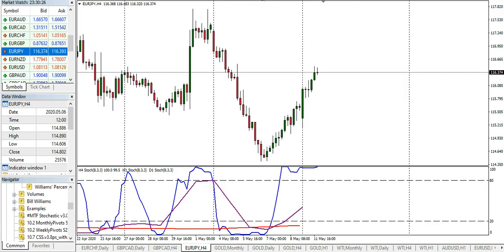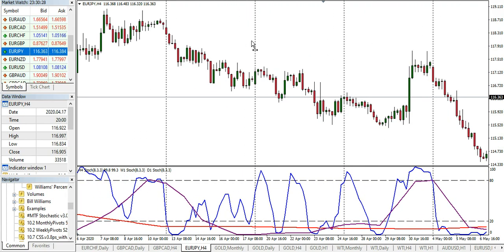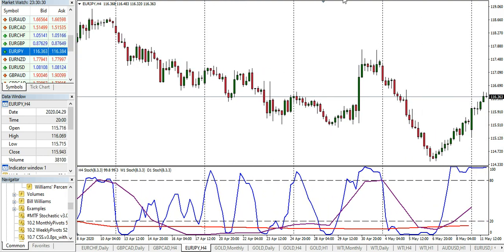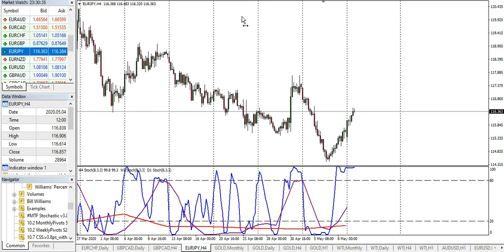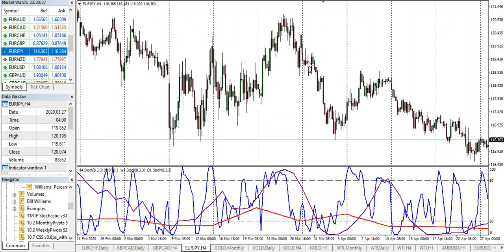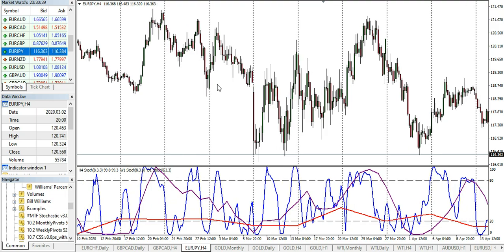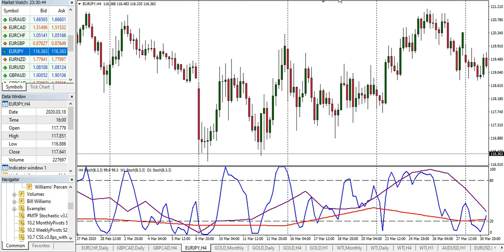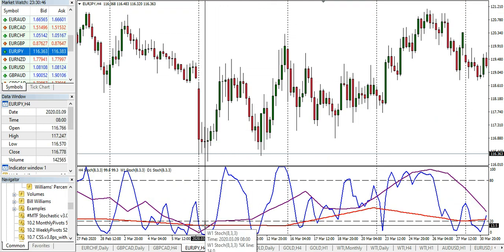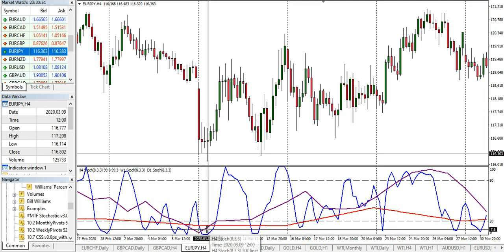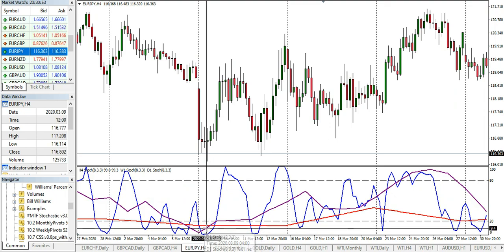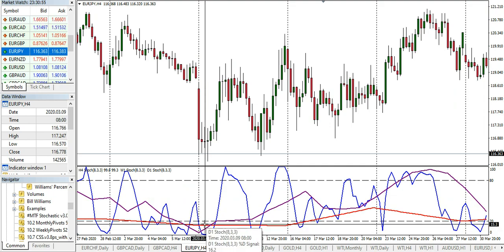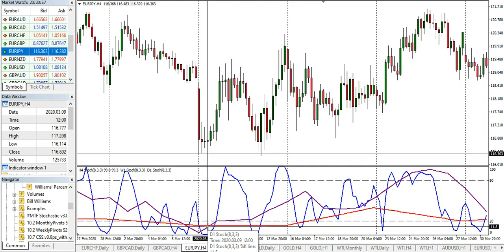Here I am on the 4-hour time frame, and I'm going to zoom in so we can get enough chart. I can see here that my weekly is in the buy zone, and my daily, which is the purple line, is also in the buy zone, and my 4-hour is in the buy zone.